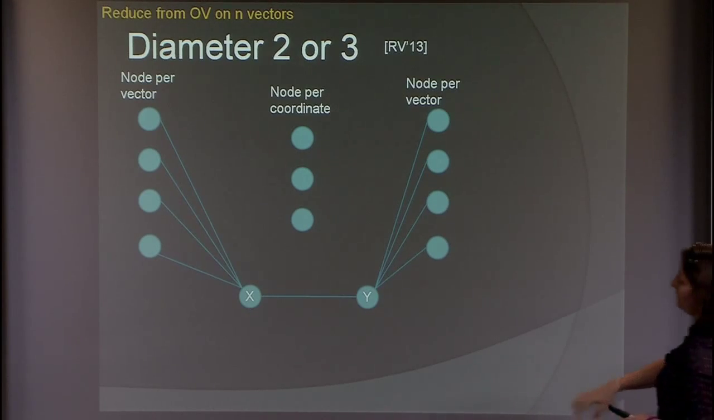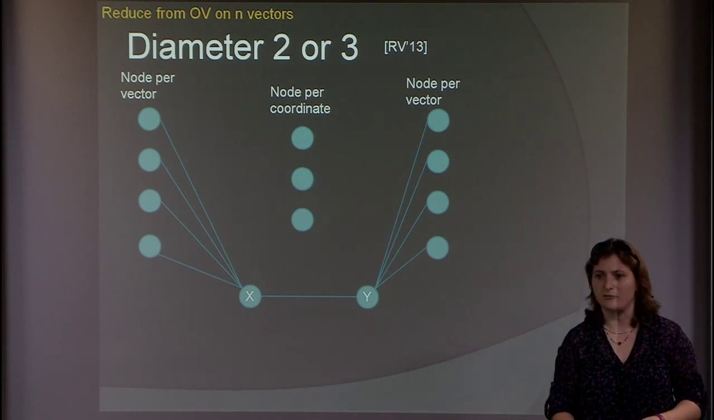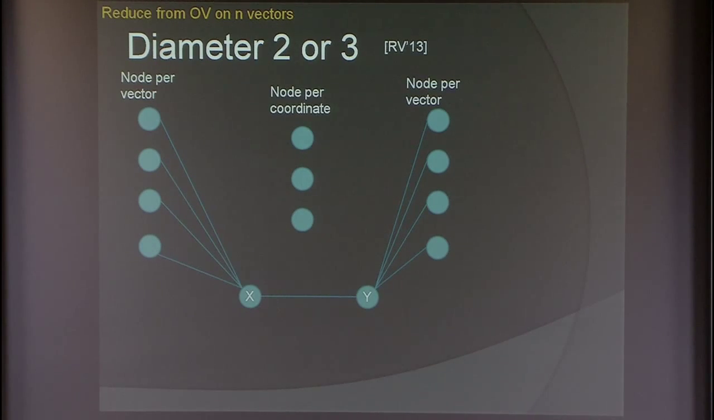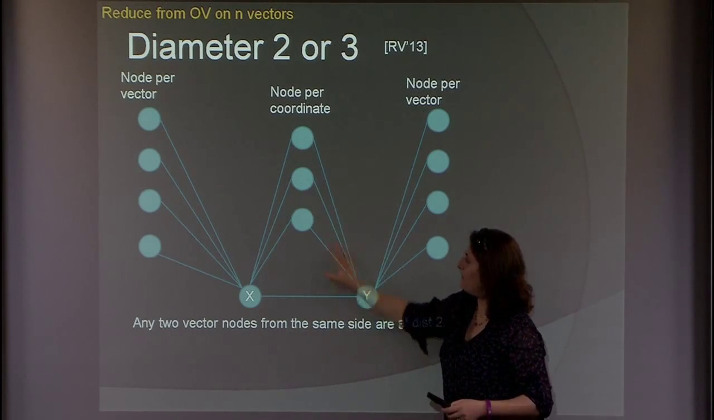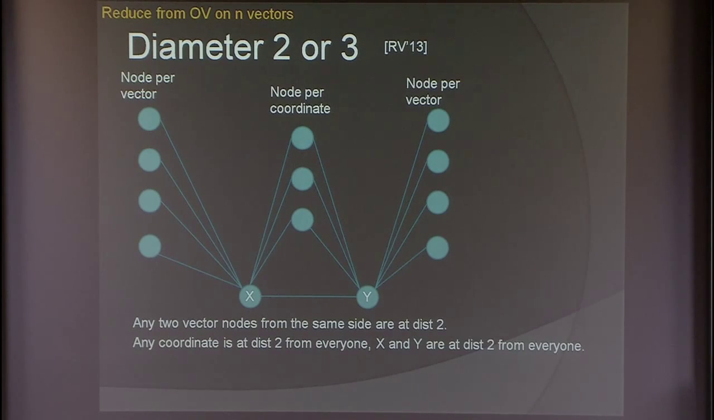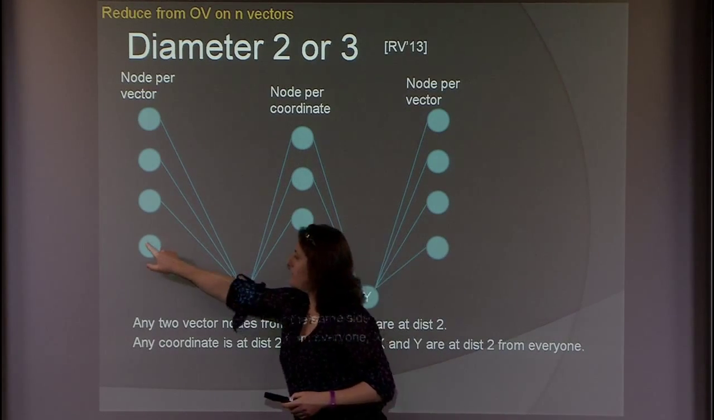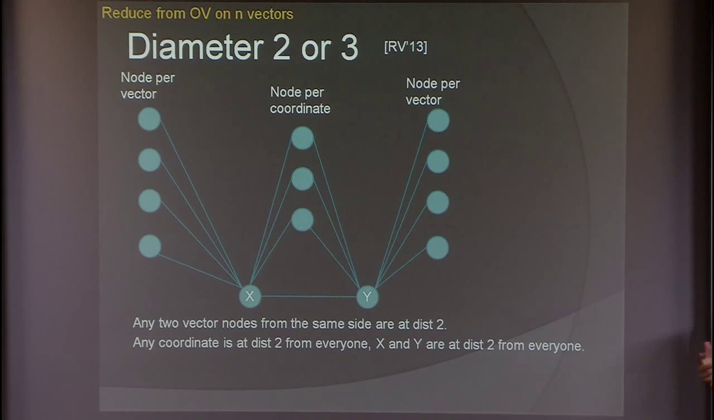Then we'll put edges from y to everything on the right, edges from x to everything on the left. And this guarantees that the distance between any node on the left and any node on the right is at most 3. And also guarantees that any nodes on the same side are distance 2. Now, we'll also put these edges from x and y to everything in the middle. And this also guarantees that any coordinate is a distance 2 from any other coordinate and everyone else. So if the diameter is 3, it better come from 2 nodes, one on the left and one on the right, because it cannot come from any other pair.